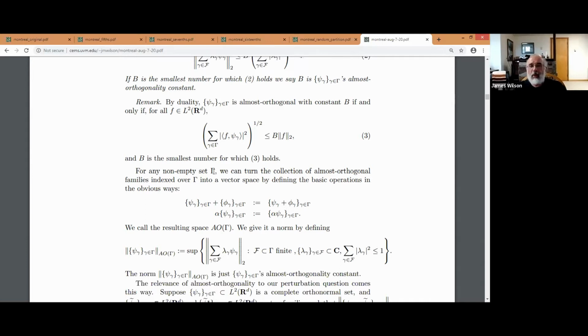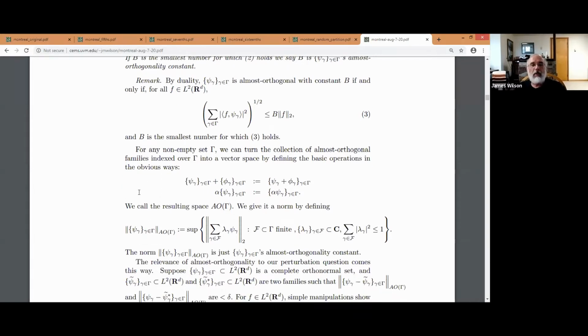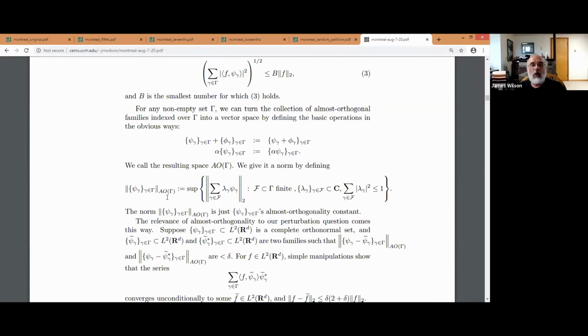Now, for any non-empty set gamma, of course, you can turn this collection of almost orthogonal families, indexed over gamma, into a vector space in the obvious way. You add families together like this, you multiply them by scalars like this, the usual, okay? And you give it a norm like this, the almost orthogonal norm, so to speak. It's a sup of all these L2 norms where you're looking over these finite sets such that the sum of the squares is less than or equal to 1, which of course gives you the almost orthogonality constant, okay?